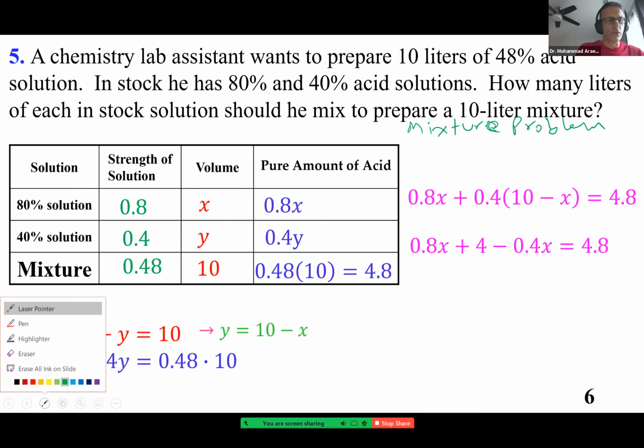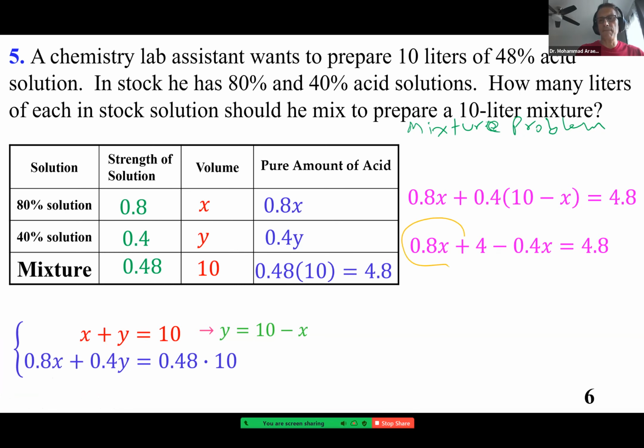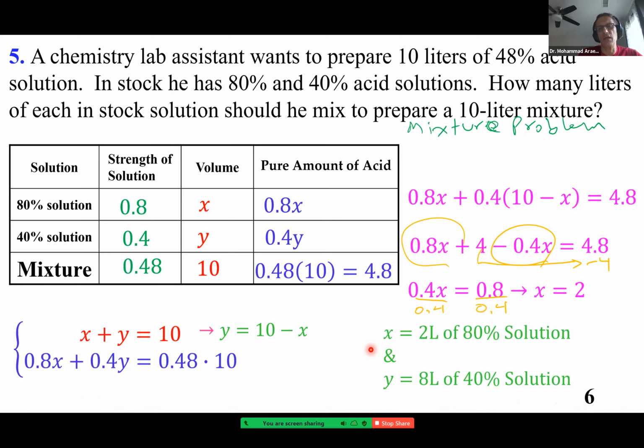0.8x and minus 0.4x, they add up to 0.4x, and a positive 4 goes to the other side and becomes negative 4. We have 0.8. Divide both sides by 0.4 and x becomes 2. If x is 2, y must be 10 minus that, or 8. Therefore, x is 2 liters of 80% solution, and y is 8 liters of 40% solution. So when we say mixture problem, pay attention to consistency. The total volume is consistent and remains unchanged as 10.